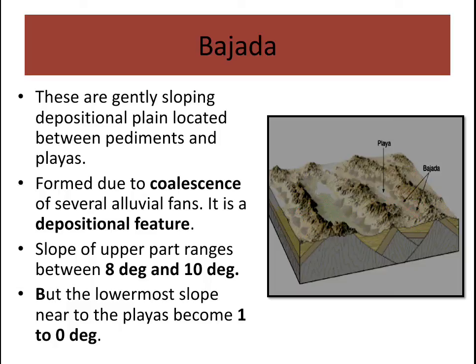Next one is bajadas. As I said, bajadas are depositional features. The water is flowing down and it deposits whatever fine materials it brings along with it at the foothill zones, which is also called bajadas. Formed due to coalescence of several alluvial fans, it is a depositional feature. The slope of the upper part ranges between 8 degrees and 10 degrees, but the lowermost slope near the playas becomes less. Because here it is a mountainous region, the slope gradient is high, but at the playa region, the slope gradient is less.